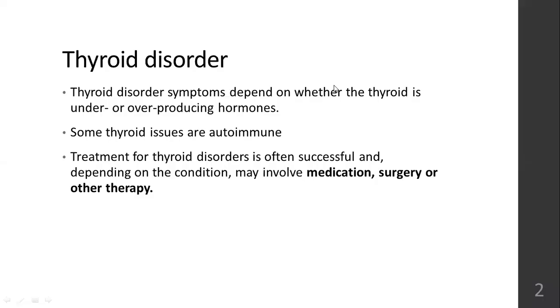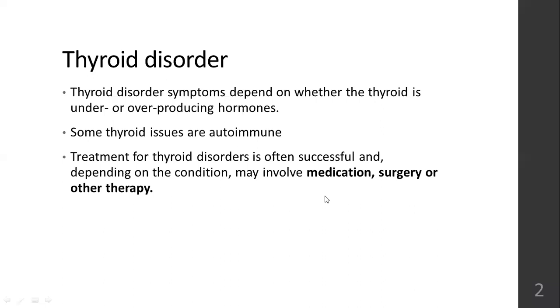So thyroid disorder, the symptoms depend on whether the thyroid is under or overproducing the hormones. Am I audible to all? If your thyroid gland is underproducing the hormones, it's hypothyroidism, and if it is overproducing, it is hyperthyroidism. Some thyroid issues are autoimmune, which means your own immune cells will go and attack the thyroid gland. So that is an autoimmune thyroid disorder.